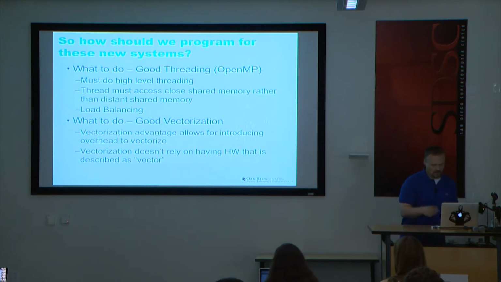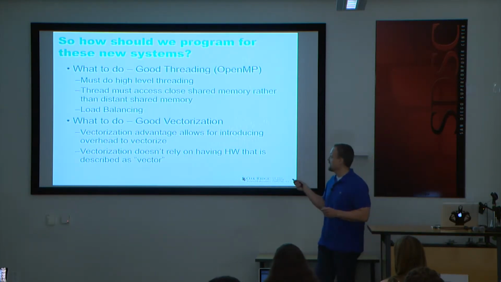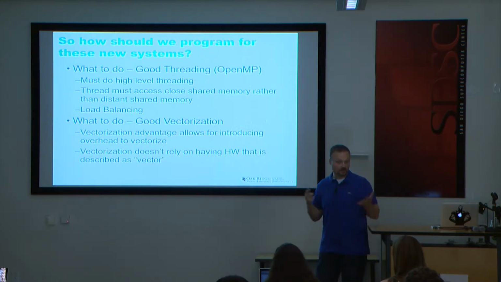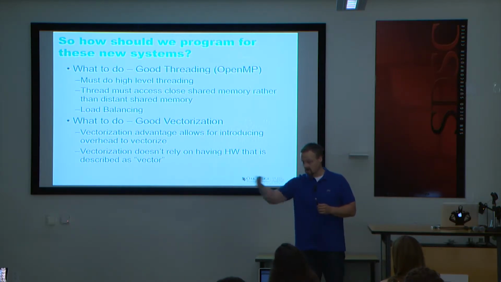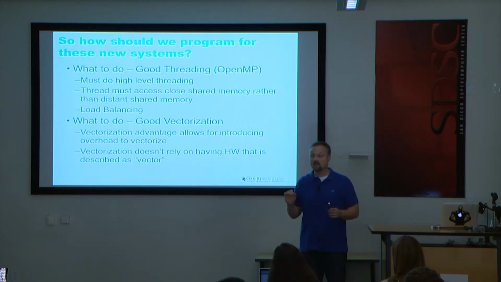So, how should we program for these new systems? Well, we've got to have good threading. So you have to do high-level threading. The threads must access close shared memory rather than distant shared memory. So that's part of that refactorization I just talked about, making sure that the data that you want to operate on at any point in the program execution is close at hand. And by close at hand, I mean not in another node's memory, not even in the most remote part of your node's memory, but hopefully in the cache, where you can really access it as quickly as possible.